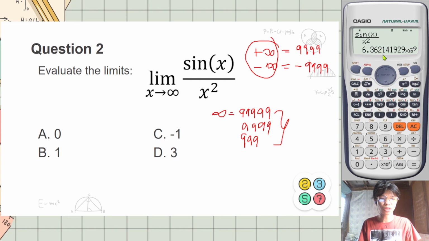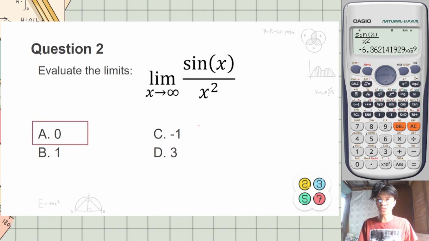The answer is 6.36 times 10 raised to negative 9, which is approximately equal to 0. 0 is in the choices. Let's check negative infinity. For negative infinity, use negative 9999. I'm using the CALC function again here. Press equals. The answer is negative 6.36 times 10 raised to negative 9. What does this mean? It is also approximately equal to 0. It is a very small value. So for this question, the answer is letter A, 0. Very nice, engineers. Very, very nice.